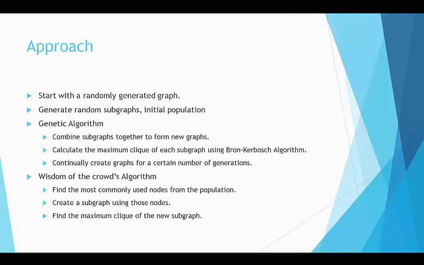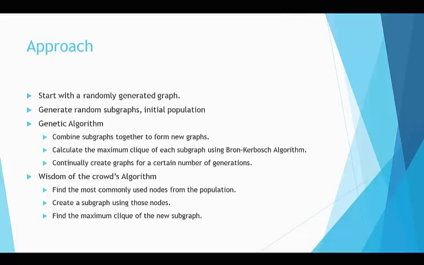The genetic algorithm combines subgraphs together to form new graphs. I take some of the nodes from one subgraph and combine them with some nodes from the other subgraph. Two parent subgraphs are being combined to create a child subgraph.